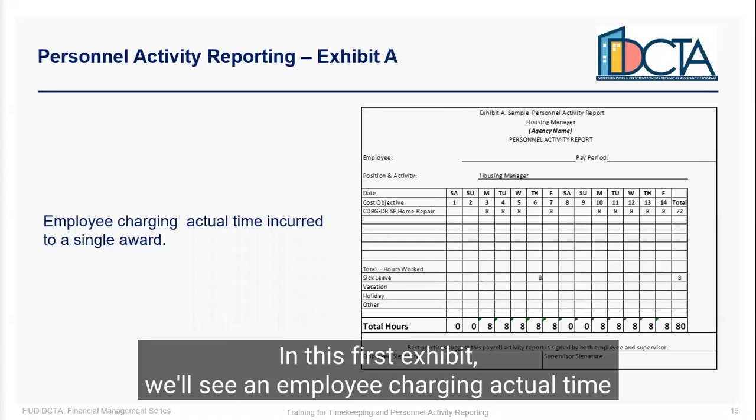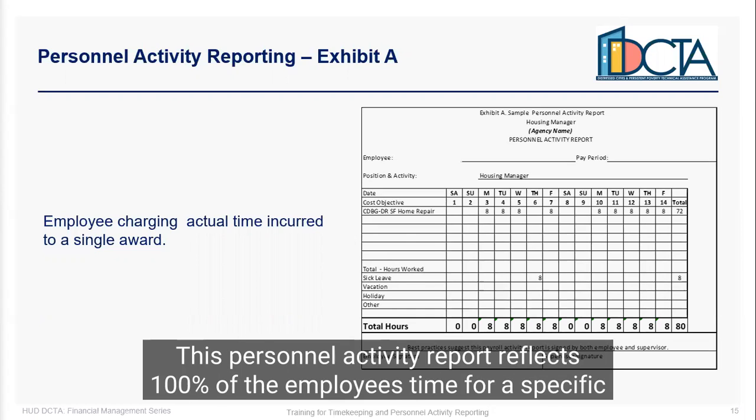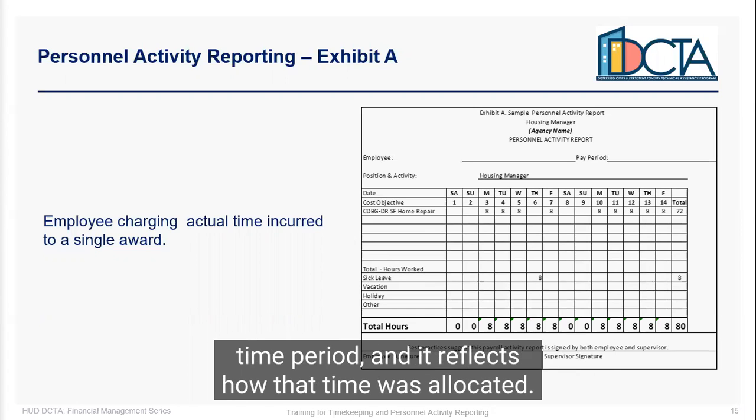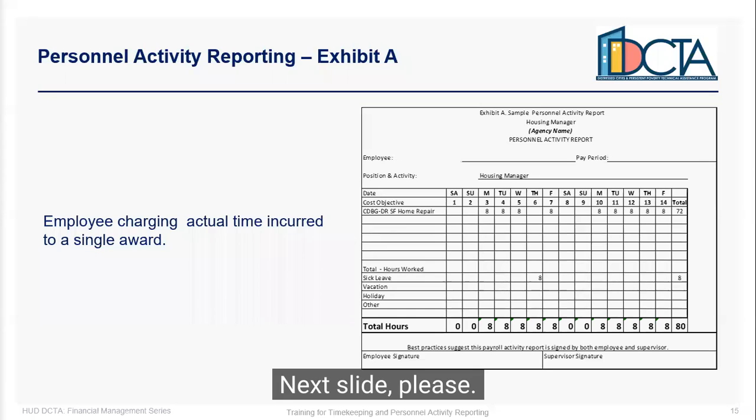Okay, in this first exhibit, we'll see an employee charging actual time incurred to a single award, and also some sick leave. This personnel activity report reflects 100% of the employee's time for a specific time period, and it reflects how that time was allocated. Note that there's a place for the employee to sign as well as his or her supervisor. Next slide, please.